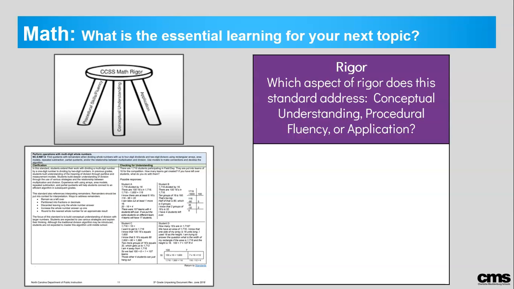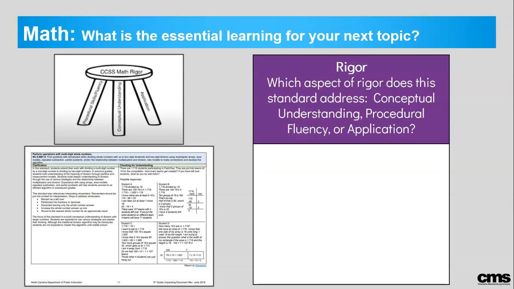Now let's take a look at rigor. Which aspect of rigor does this standard address? Conceptual understanding, procedural fluency, or application? If the standard calls for conceptual understanding, we ask, what key concepts will students need to have a solid, in-depth understanding of? If the standard calls for procedural fluency, we ask, what flexible concepts will they need to be able to access from a number of perspectives? If the standard calls for application, we ask, how can students use math flexibly in problem-solving situations both inside and outside the math classroom? It is important to consider which aspect of rigor a standard is addressing.